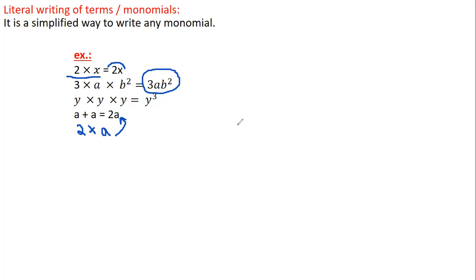Suppose I gave you, for example, x squared times 2 times y. How can I write this as a literal writing, or in a simplified way? Always pay attention to something very important. To write a monomial in the final position: 2x is a monomial, 3ab squared is a monomial, y cubed is a monomial, 2a is a monomial.